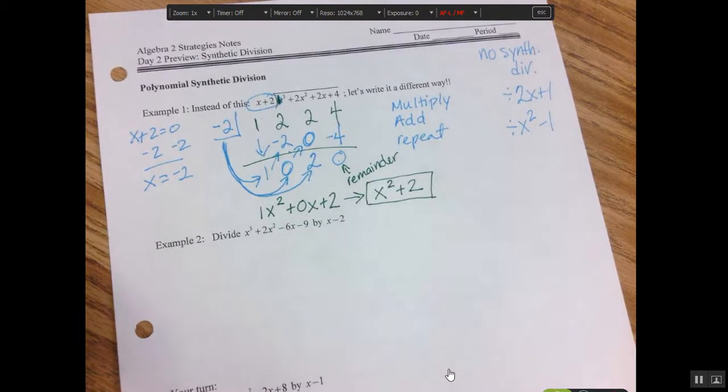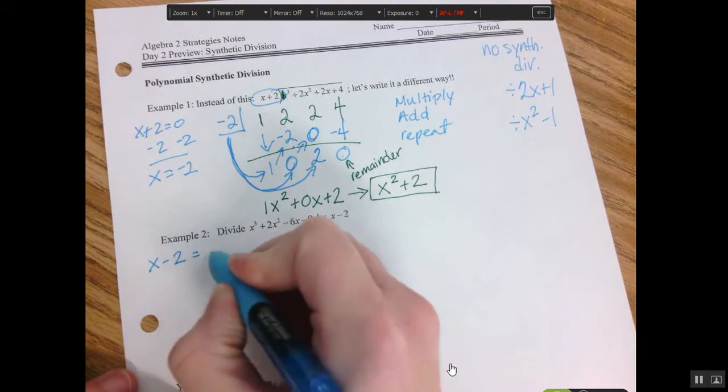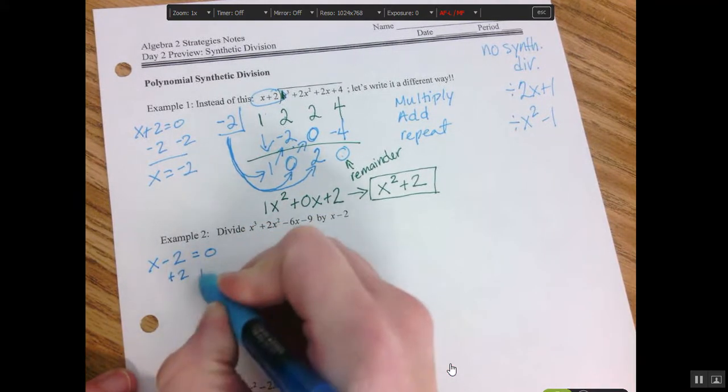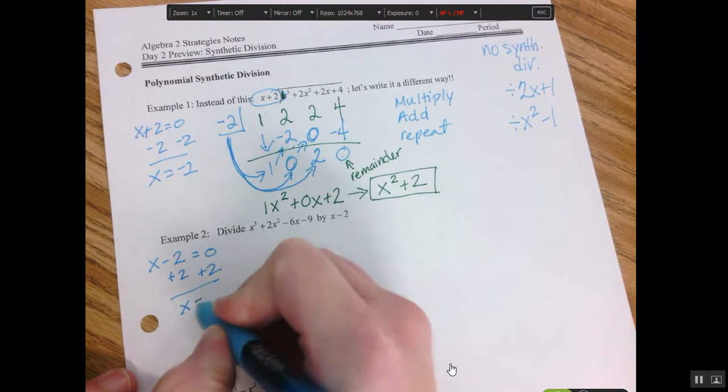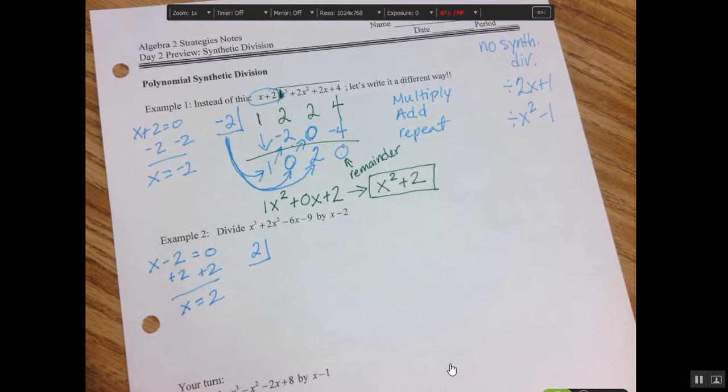Okay, so I'm going to pause here for a second and check in with you guys, and then we're going to do the next one. If you think you can set up the problem, see if you can do that. Try to set up the problem for number 2. For your setup, you take the divisor, x minus 2, and you set it equal to 0. And you get x equals 2. So 2 is the number in the box.